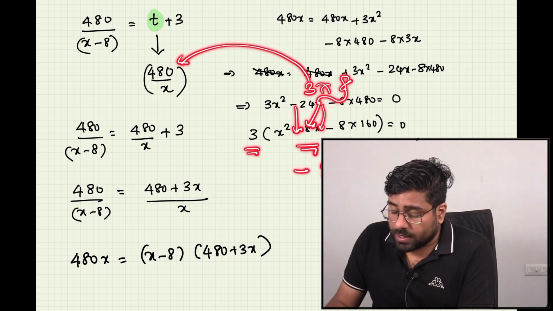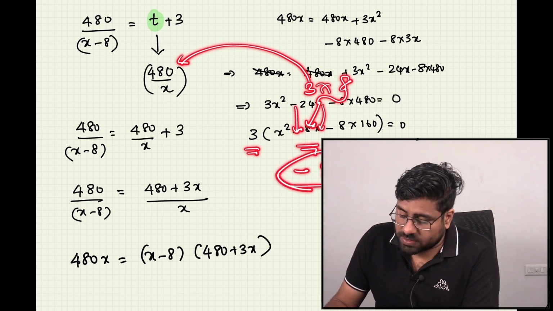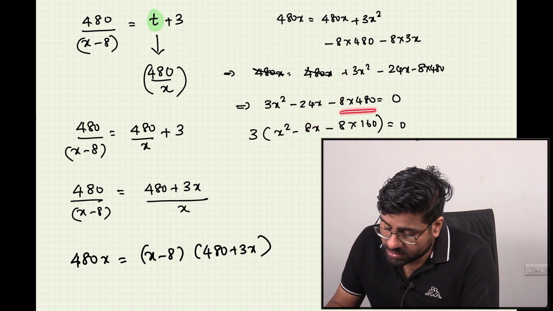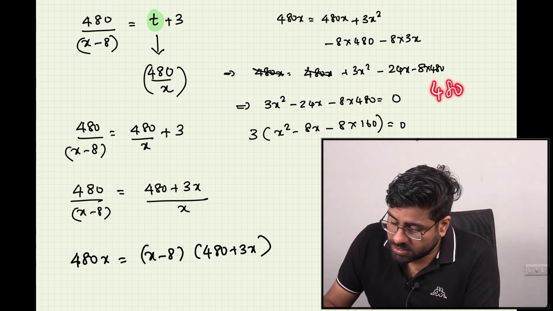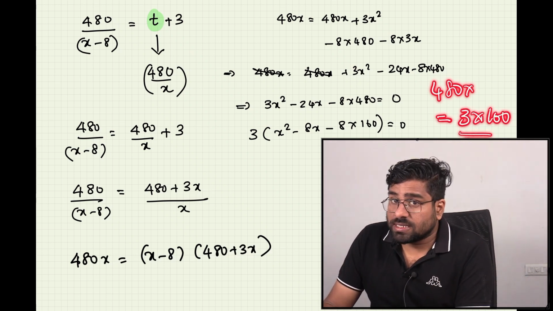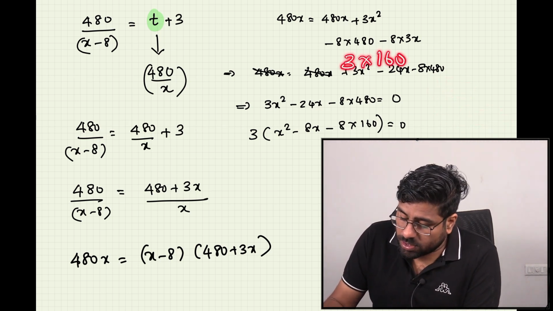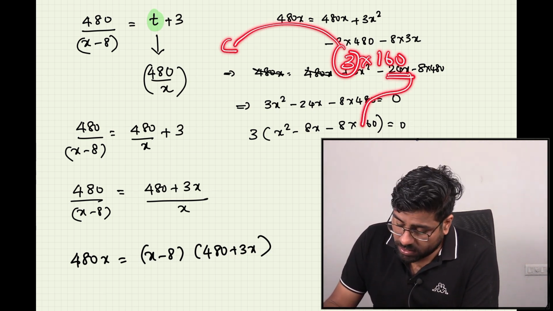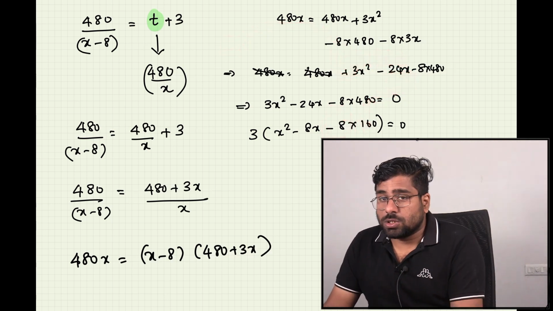And the 24 will be written as 8 into 3, and I'll take the 3 outside. So the final expression is going to be minus 8x. Fine. Now let's take this one out of this one, and I'm writing this 480 as 3 into 160. I'm going to take the 3 common outside. So the 160 will remain there, and then minus 8 is also remaining there because I have not touched that. So it is going to be minus 8 into 160.